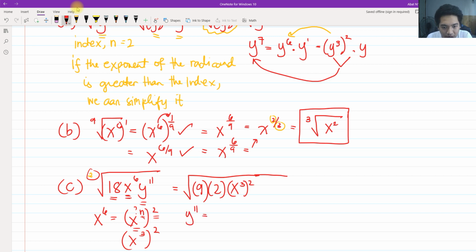Okay? So now, how about the y raised to 11? I'm going to isolate one y here. Why? Because this 11 is an odd number. Our index is 2, which is even. So I have y raised to 10. And this y raised to 10, I'm going to rewrite in such a way that the exponent should be 2. And what number n would make the equation y raised to 10 true? That is y raised to 5.